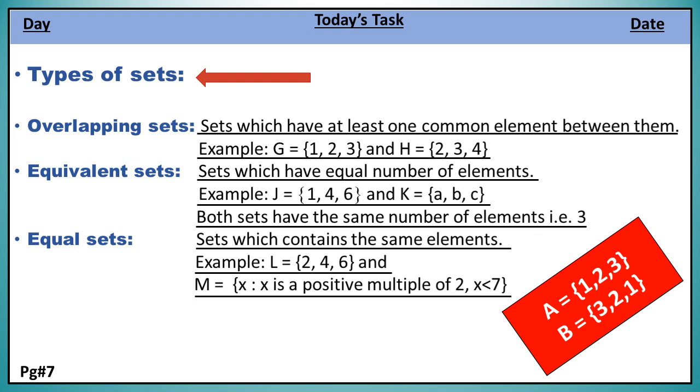Here's another example of equal sets. Set A is equal to {1, 2, 3} and set B is equal to {3, 2, 1}. Both these sets have the same elements. Highlight the main points in your textbook.